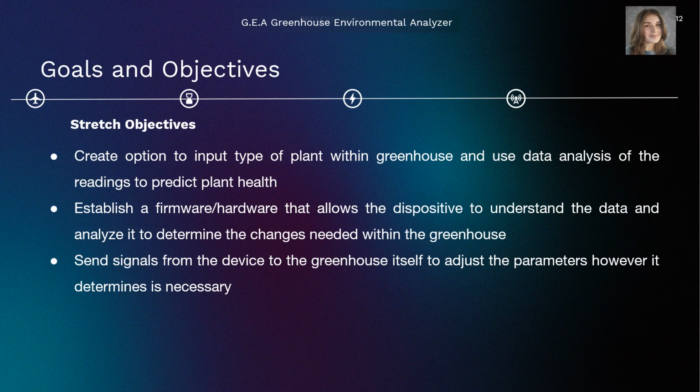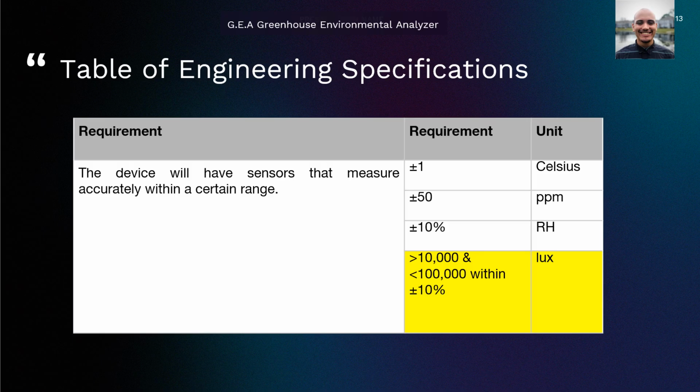In order to achieve our stretch goals, our objectives are to create an option within the app to input the specific type of plant that's in the greenhouse and use data analysis of the readings to predict the plant health, establish a firmware and hardware that allows the device to understand the data and analyze it to determine the changes needed within the greenhouse, and lastly, send signals from the device to the greenhouse itself to adjust the parameters however it determines necessary.